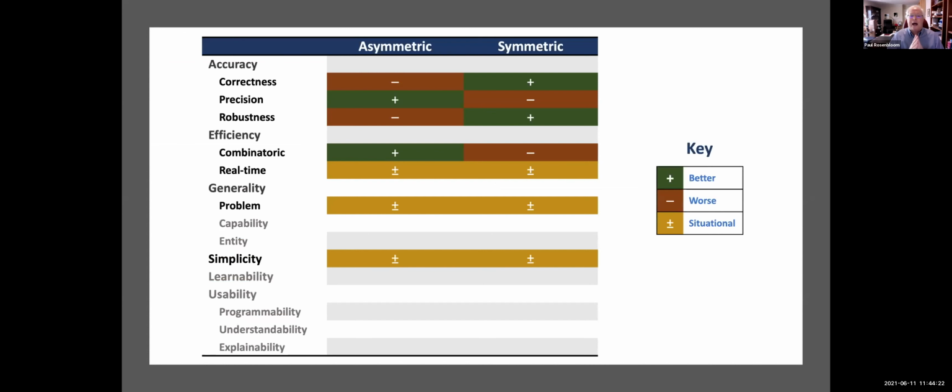So here's a first stab at looking at the trade-offs for this particular dichotomy across the set of criteria used here. The grayed out ones are not relevant in this case to this particular dichotomy. What we're seeing here is essentially a trade-off between precision and combinatoric efficiency versus correctness and robustness. Again, I won't go into details here. There's much more in the paper that I'm currently writing about this. But that's the rough notion of the trade-offs here.